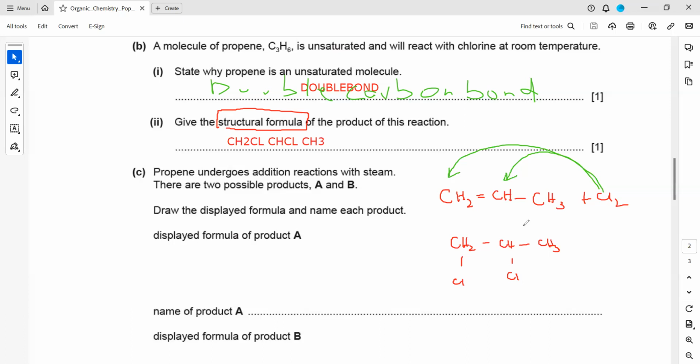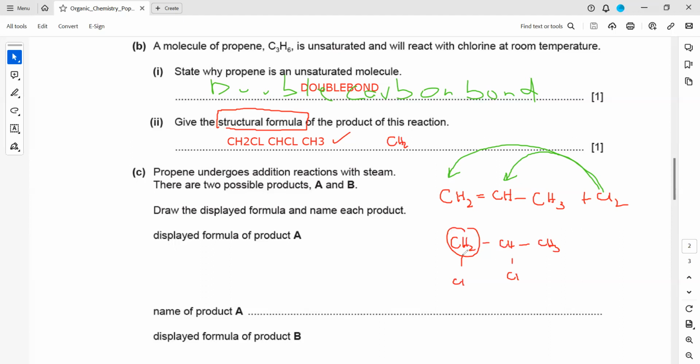But we want a structural formula. In a structural formula, we don't represent how they are bonded. We just write them as a group, showing minimum detail. So first, this is CH2, so we write CH2.